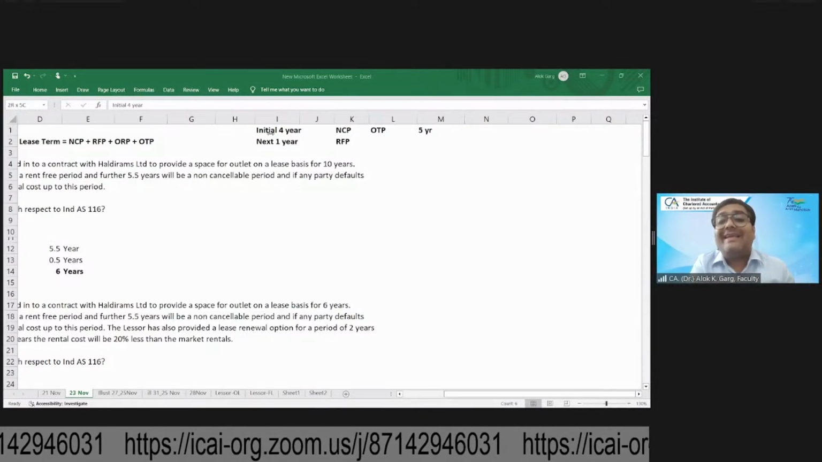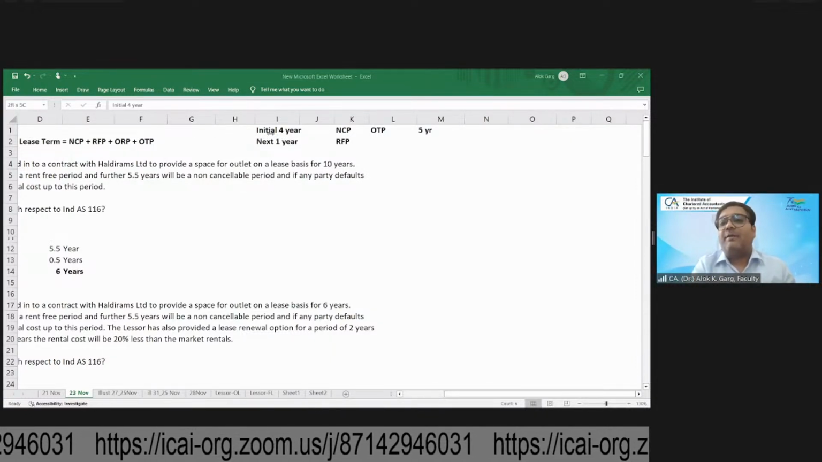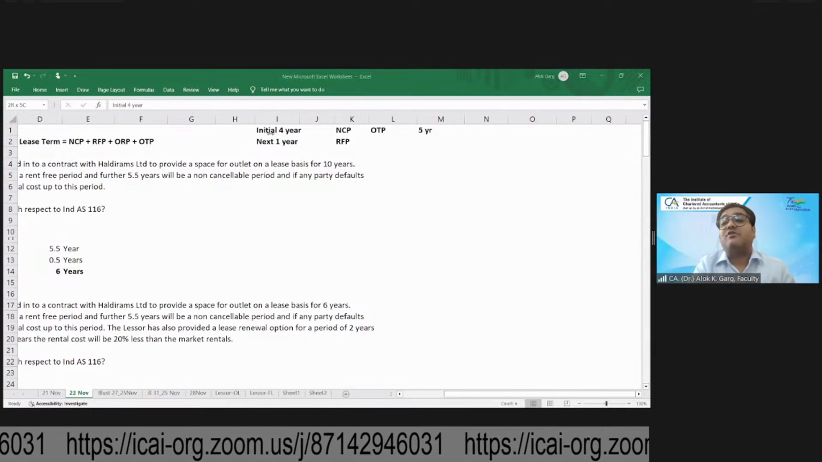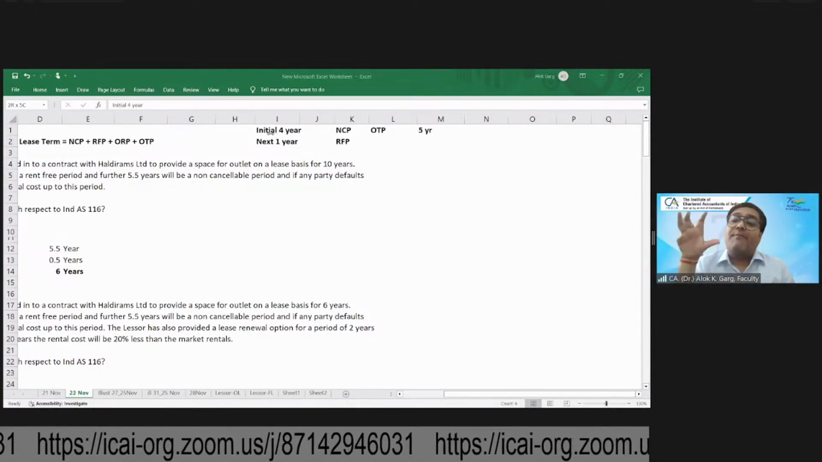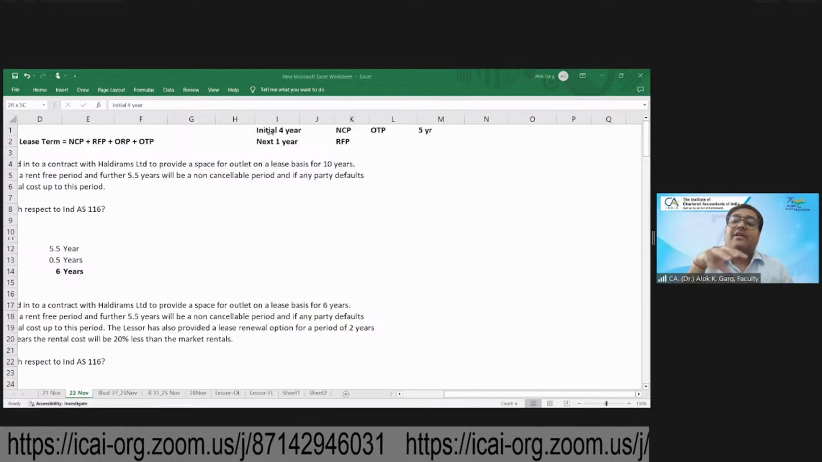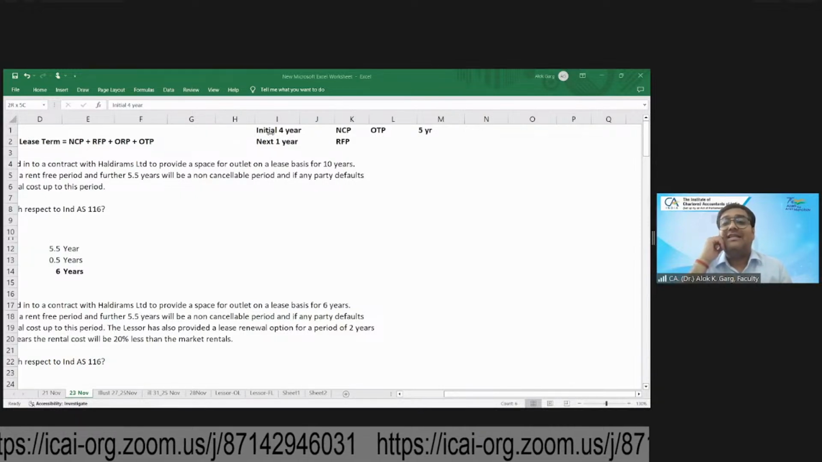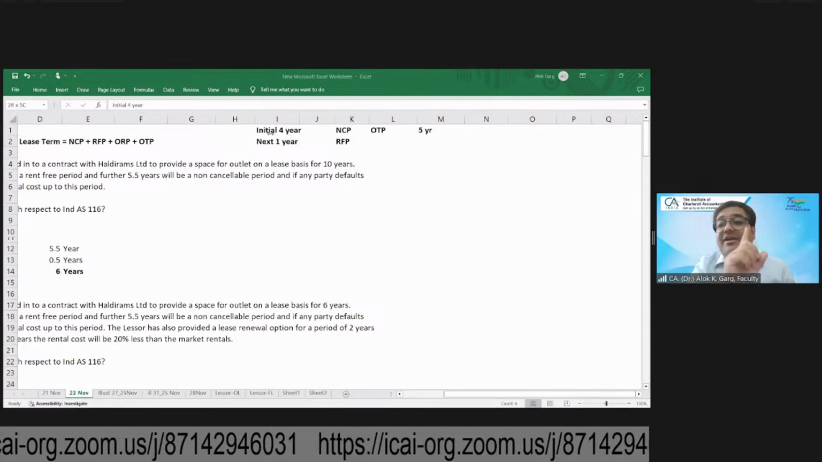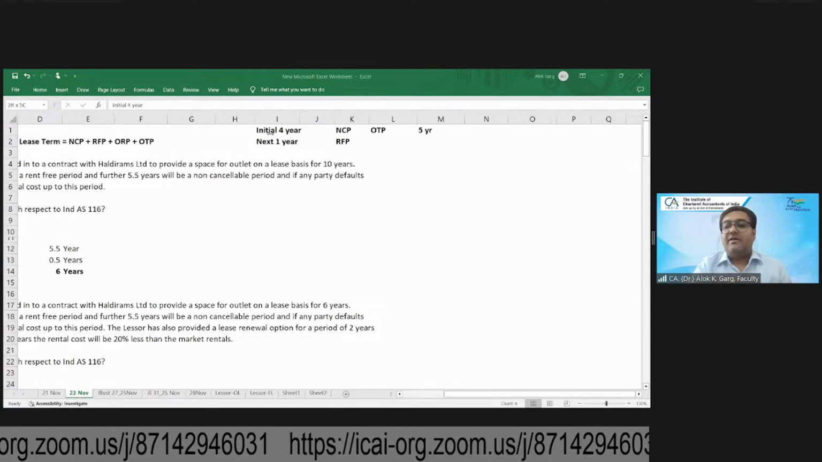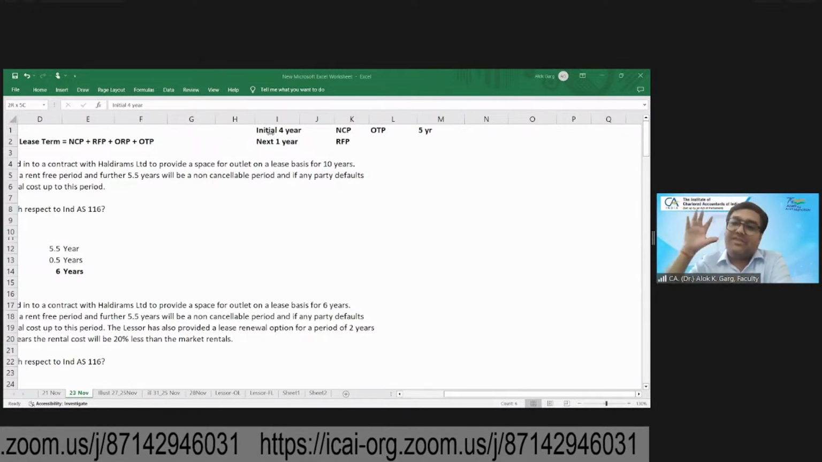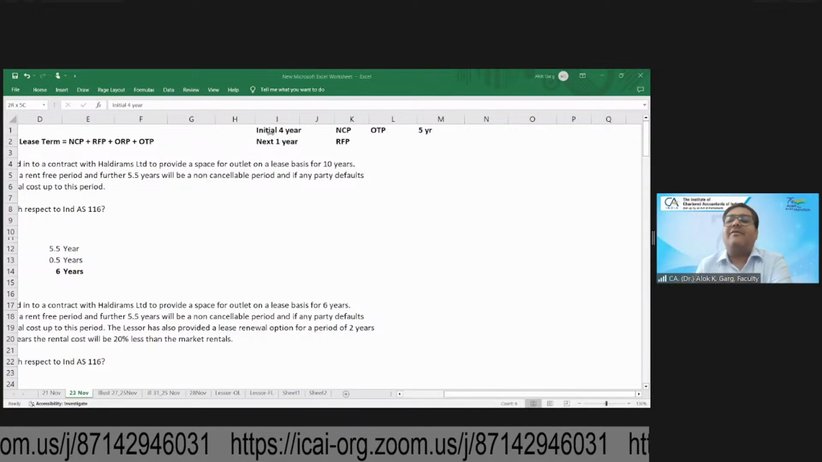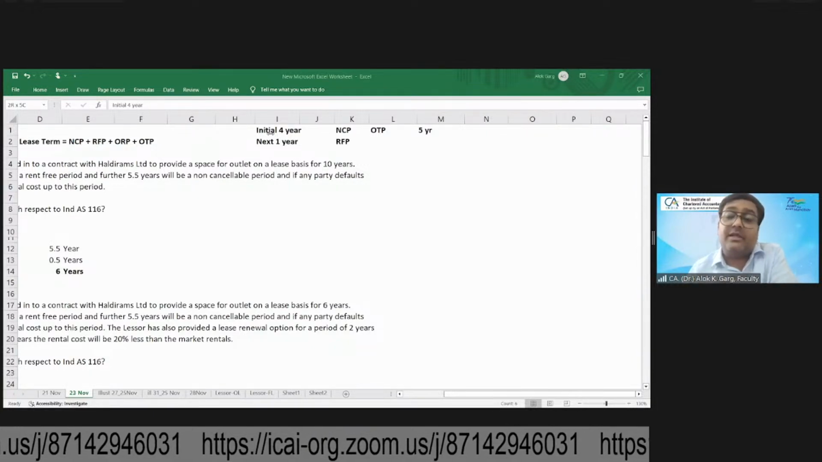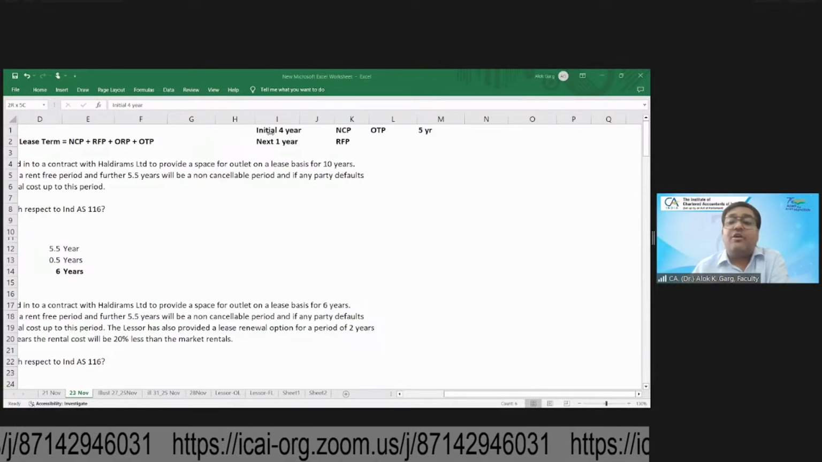Optional termination period, like in this case, 4 plus 1, 5, and the remaining 5 is the optional termination period. The optional termination period is also taken into consideration while calculating the lease term, if the lessee is reasonably certain that he will not terminate the contract. For example, the lessee has done a lot of leasehold improvement.